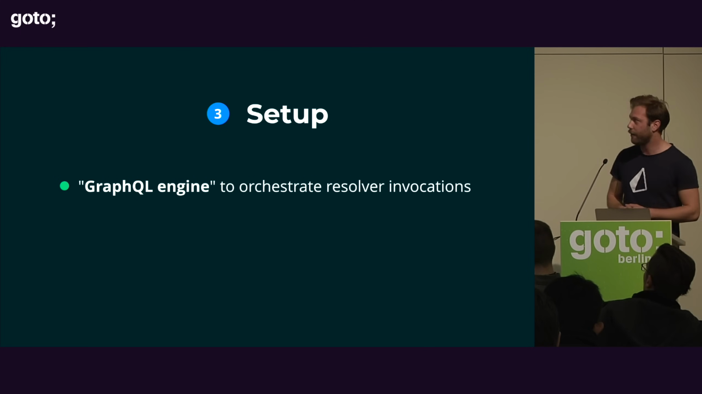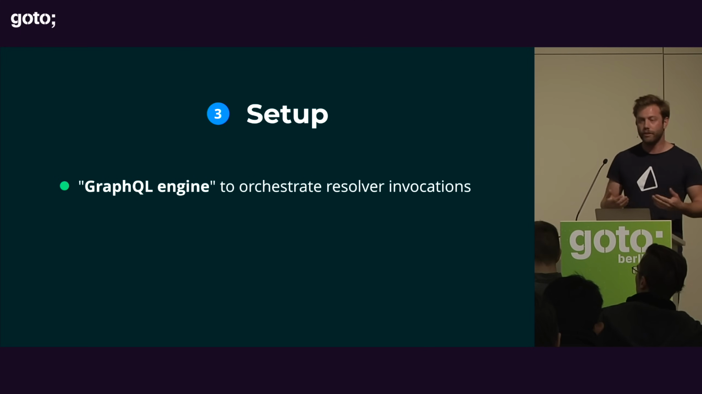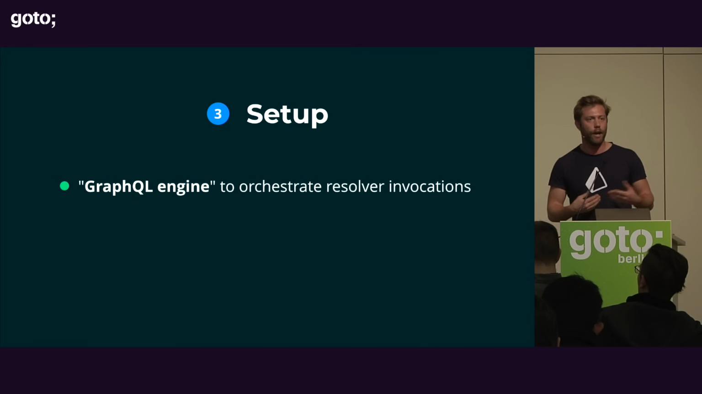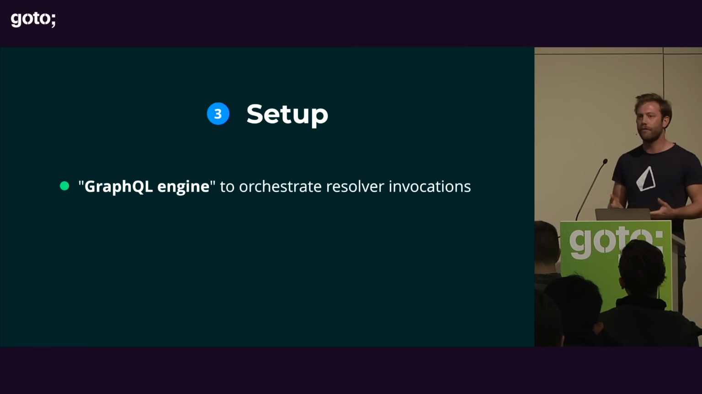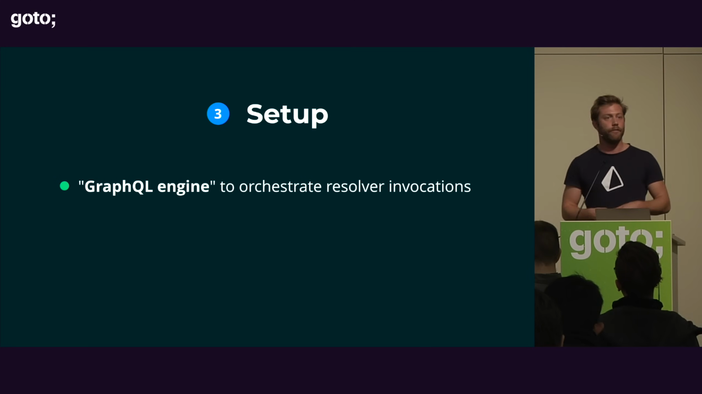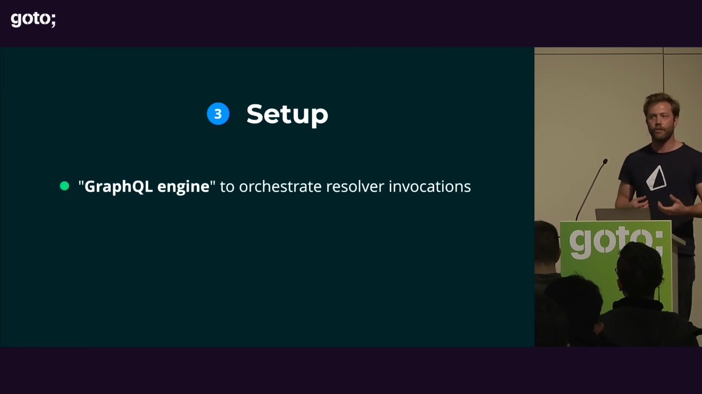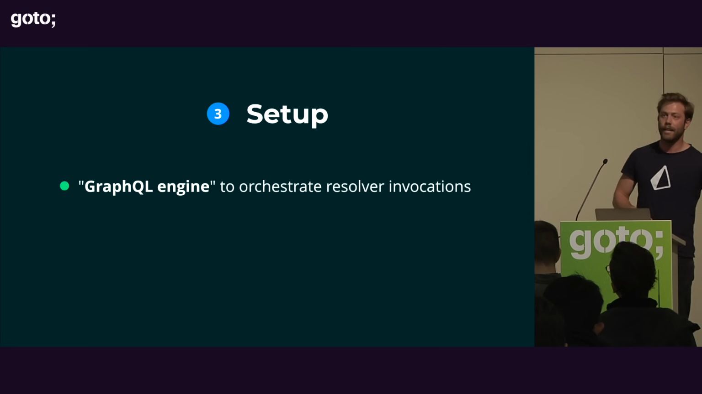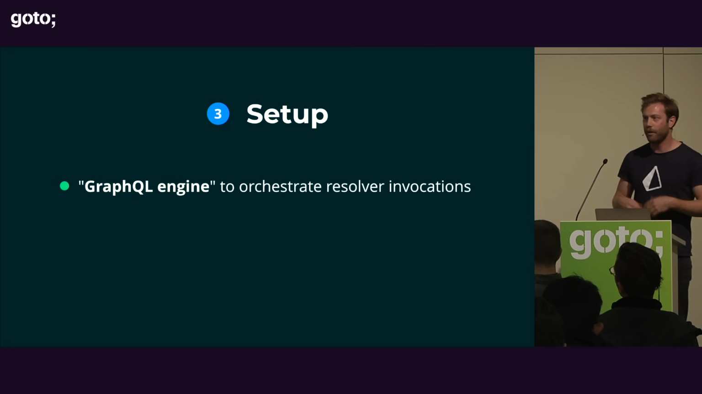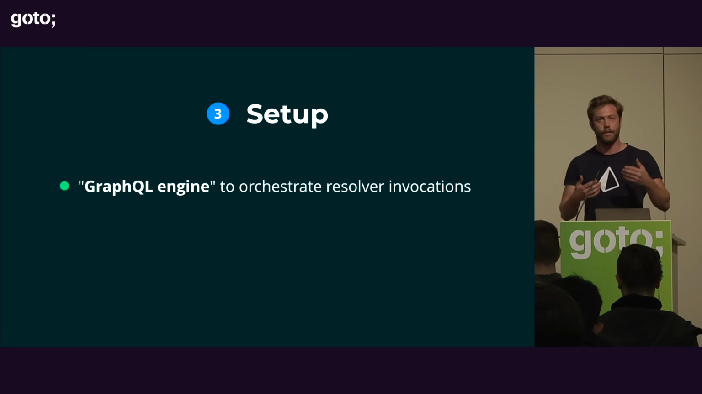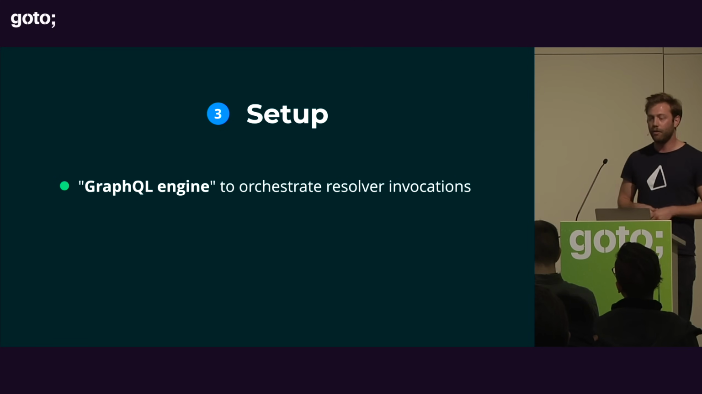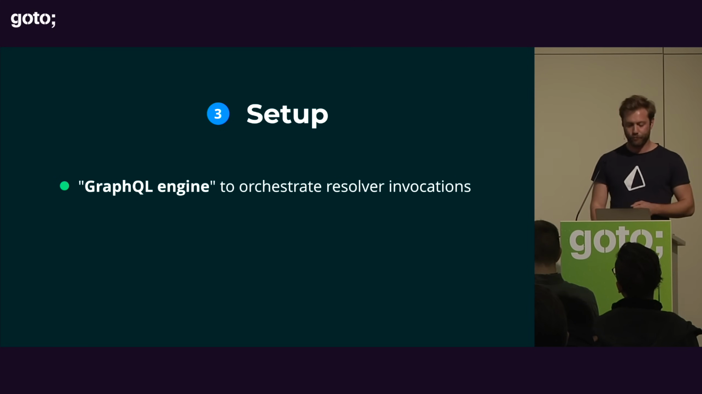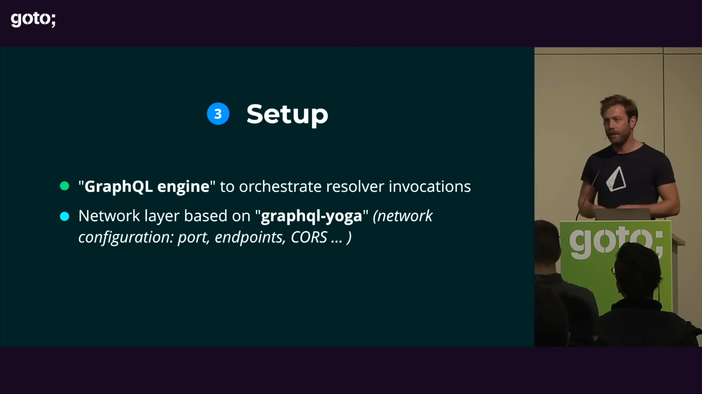And then you have the third part, the setup. So you first need what's called a GraphQL engine. And the GraphQL engine is the part in your GraphQL server that is responsible to invoke all the resolver functions for the fields that are contained in the query when it's coming in. So the GraphQL engine orchestrates the resolver invocations. Then you need a network layer.